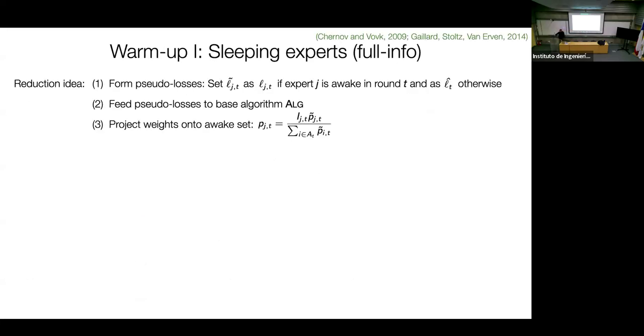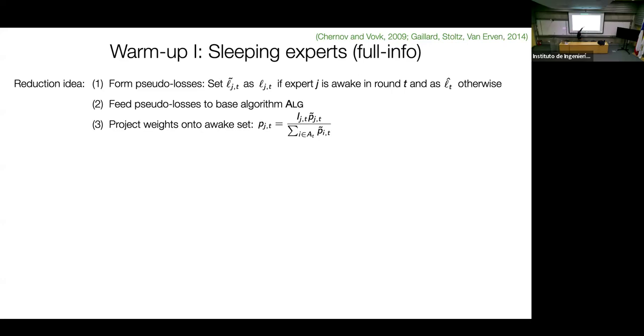There are some cool implications of that, but let me show you more about that on the next slide. So I want to talk about this reduction idea, which imagine you have an algorithm for the standard expert setting, where experts never go to sleep. Hedge, for example. What I want to do is feed different loss vectors to that algorithm, which doesn't know anything about sleeping experts. So step one, for any expert in a given round that is available, that is awake, I'm going to set L tilde JT, the pseudo loss, equal to LJT. The loss is available, so we use it.